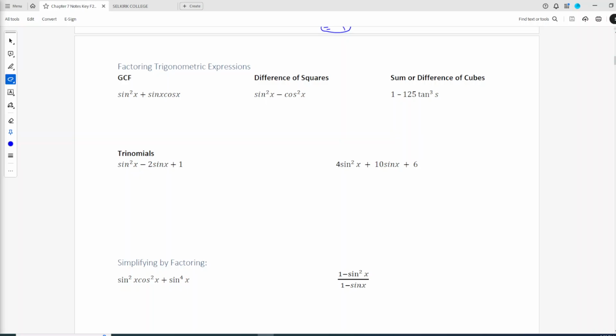All right, are you ready for it? We get to factor trigonometric expressions. Sorry, that probably came out as a mumble jumble. We are going to factor trigonometric expressions.